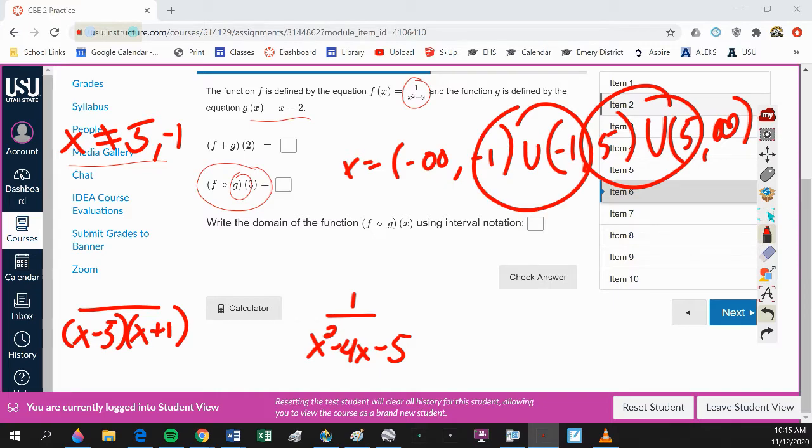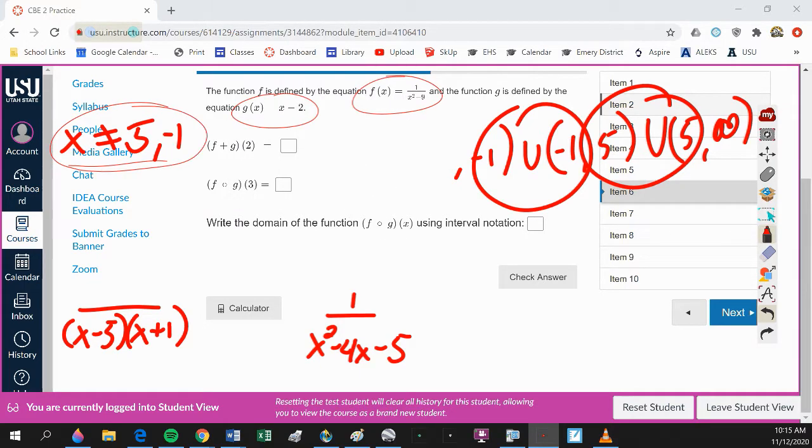Okay, now the hardest part with this is just to remember what to look at, because you have three functions to deal with. You have this function and that function, but you only look at the domain of this one and the domain of that one.